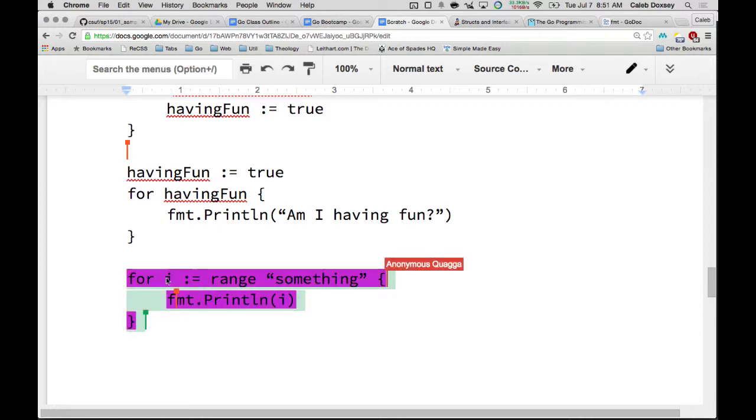So for I in range something, this is going to print what's I here each time. Looping through, starts with 0 and loops through the number of letters. So it's 0, 1, 2, 3, 4, 5, etc. But if we want the character, if we want to print something, what do we do? How do we change this?